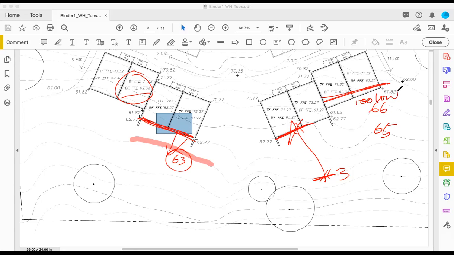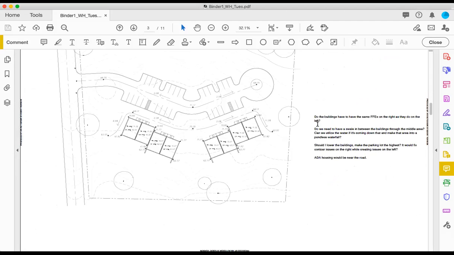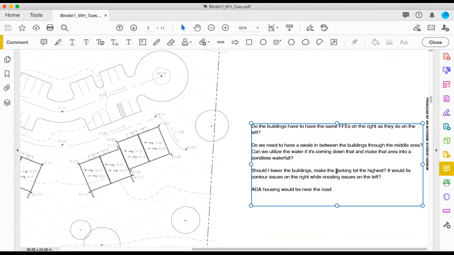Okay. So work on units 1, 3, 4, bottom FFE and top FFE first as your next step. Sorry, I kind of jumped into looking at that without looking at your questions. Let's go back. Oh, actually you have, do the buildings have to have the same FFE on the right as they do on the left?